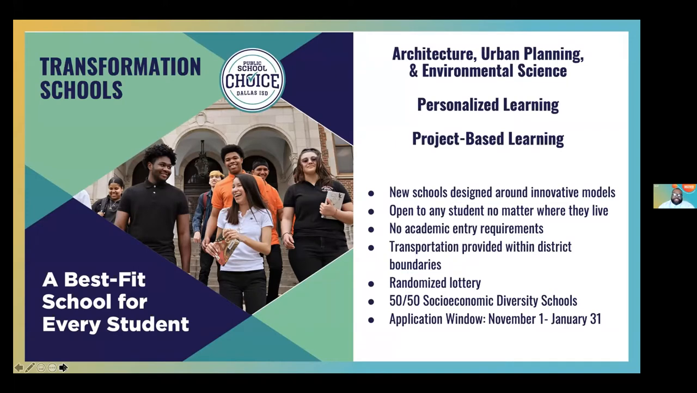I'm here on behalf of the Office of Transformation and Innovation to share a little bit about our transformation schools. Transformation schools are open enrollment campuses. They're designed around innovative instructional models, such as STEM, STEAM, Montessori, single gender, personalized learning, and IB. They have no academic requirements. I want to make sure I share that. Of course, we also offer transportation for our transformation schools, within Dallas ISD boundaries. The online applications, as we mentioned before, run November 1st to January 31st. And students are selected through a lottery. That's important. It's a little bit different from the other program designs. While we do not have an academic requirement, our students are selected through that lottery process.